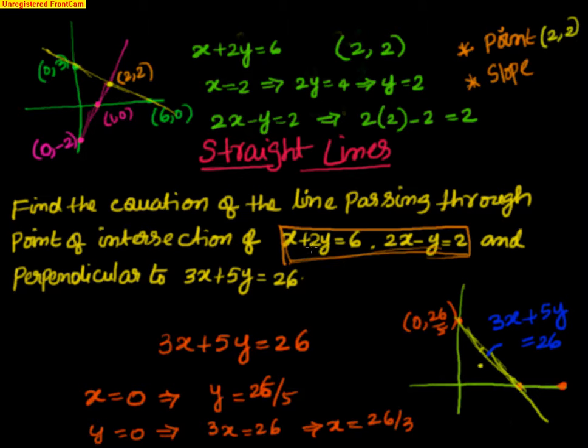Now what do I have to do? I have to find out this equation. This is the whole problem. I have to find out this line equation. This line which is perpendicular to 3x plus 5y equal to 26 and also passing through this point, which is nothing but 2 comma 2.